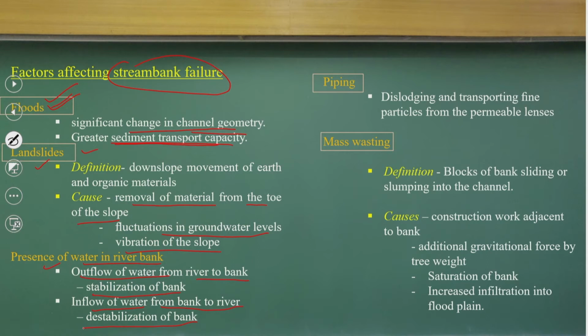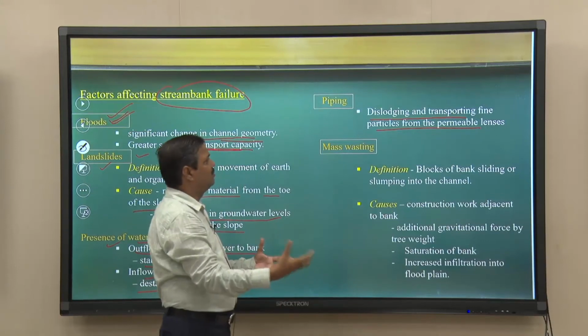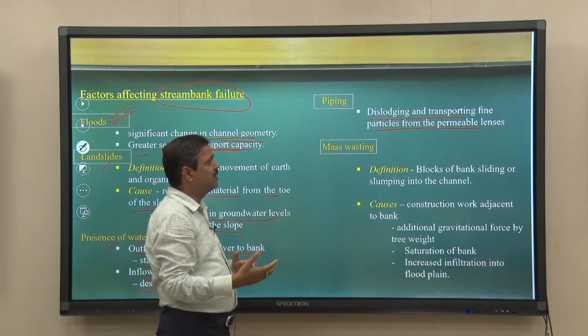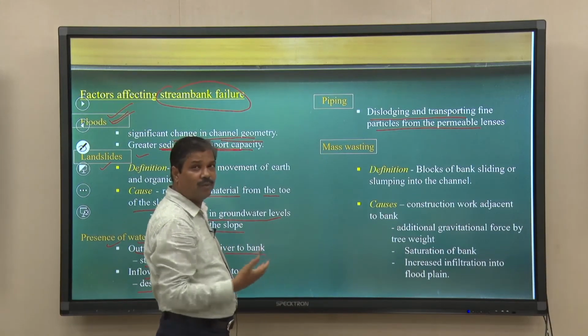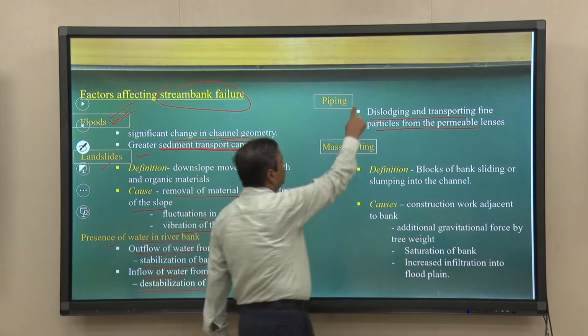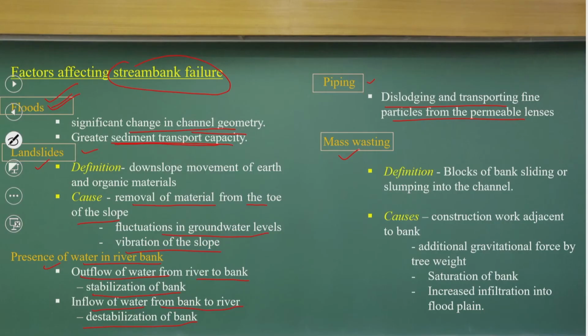And if you have a stratified bank, there will be a piping process, which will remove, or dislodge and transport, the fine particles from the permeable lens. That is what happens in the piping process. Then you will have mass wasting, which means a block of the bank sliding into the river. You should also look at the additional structure, the saturation process, and infiltration.